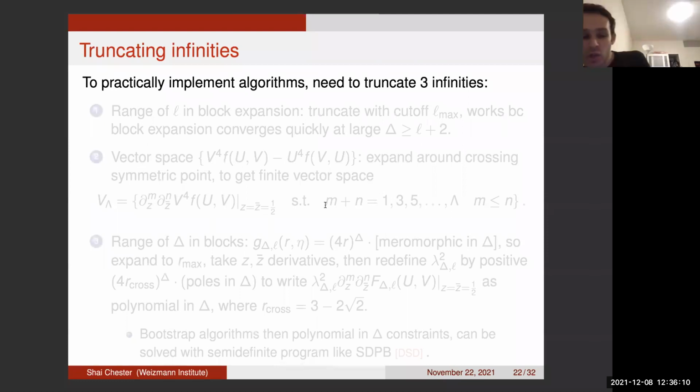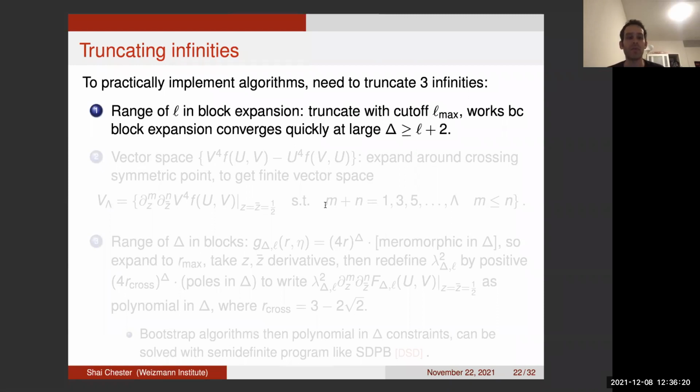Okay, so far I discussed the abstract algorithms, but as we all know, to actually do this in practice, you have to truncate the various infinities that occur in these algorithms. The first infinity is very simple. It's just the fact that there are infinite spins that occur in the block expansion. You can truncate this by simply putting in a cutoff, L max. The reason this works is that, as shown by Slava and his collaborators, the block expansion converges very quickly at large delta, which is related to large spin.